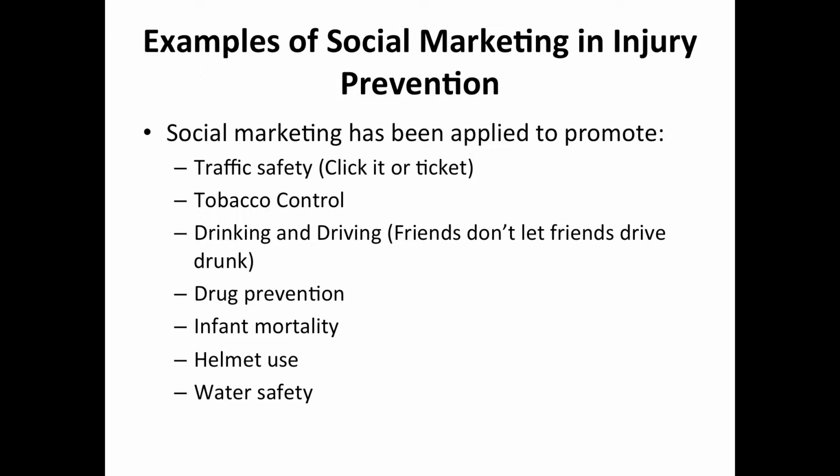Social marketing has been used extensively in injury prevention. Some campaign topics include traffic safety, tobacco safety, drinking and driving, drug prevention, infant mortality, helmet use, and water safety.